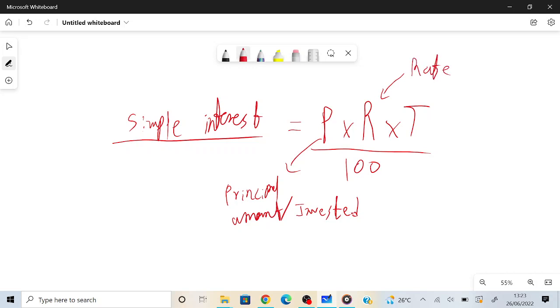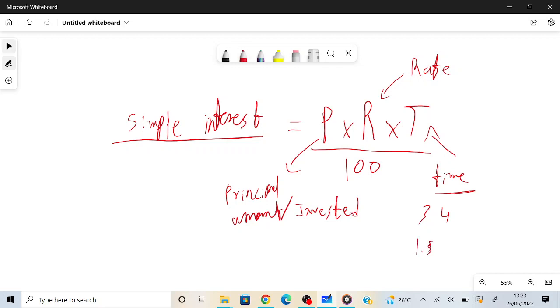This could be 1%, 2%, 5.5%, whatever it is, it will be given in the question. And your T is simply the time for which your money is invested, or of course simple interest can also be applied in terms of loans. If you do economics or business studies, you would understand that much better. And the time will simply be the amount in years. It could be 3 years, it could be 4 years, it could be 1.5 years, however the amount.